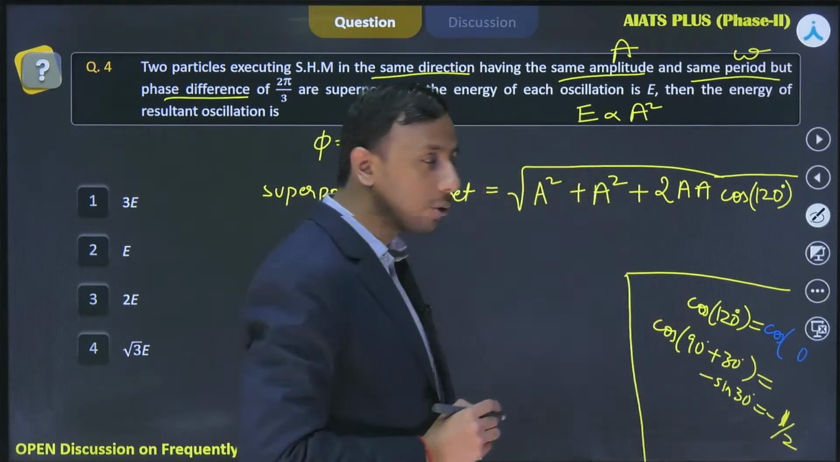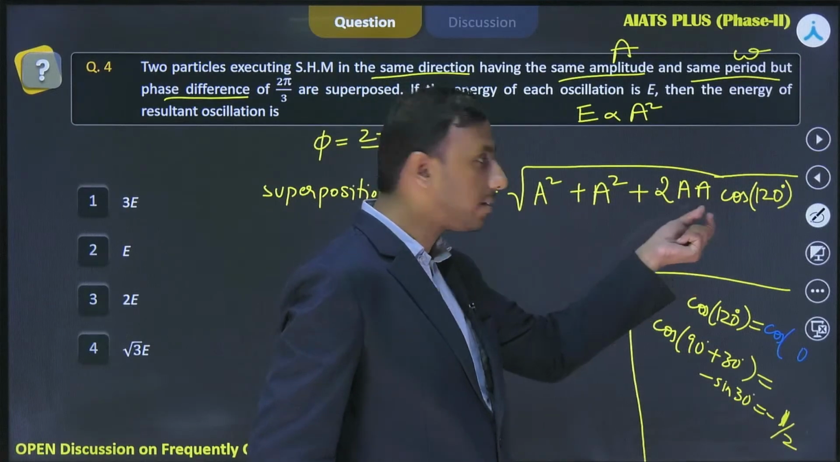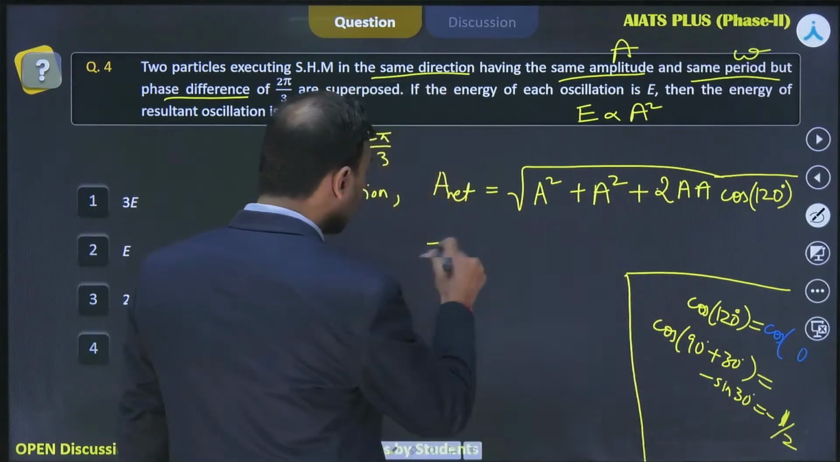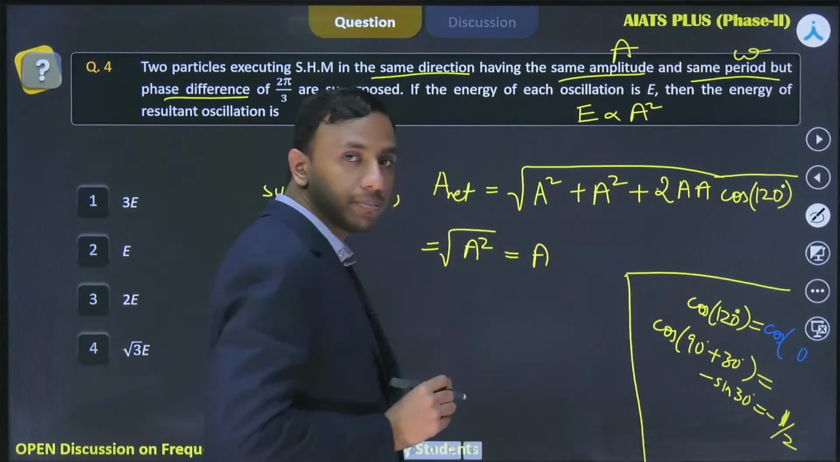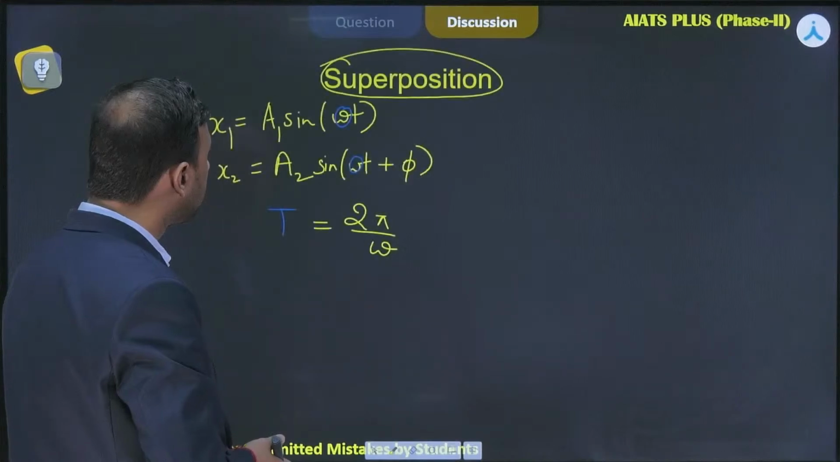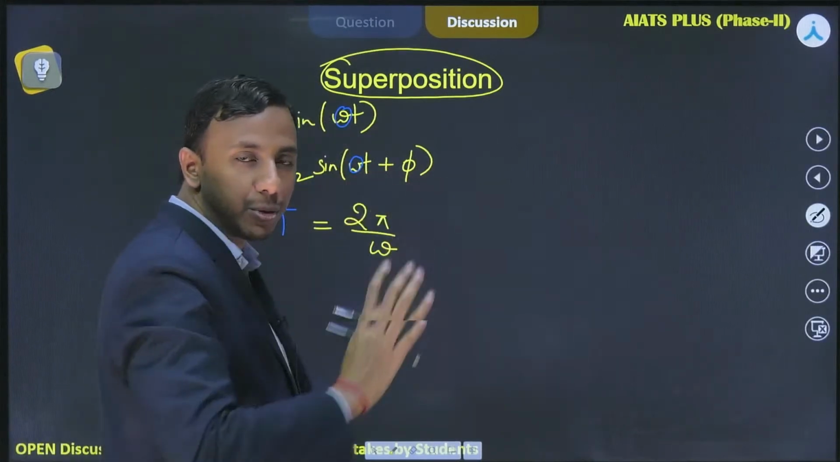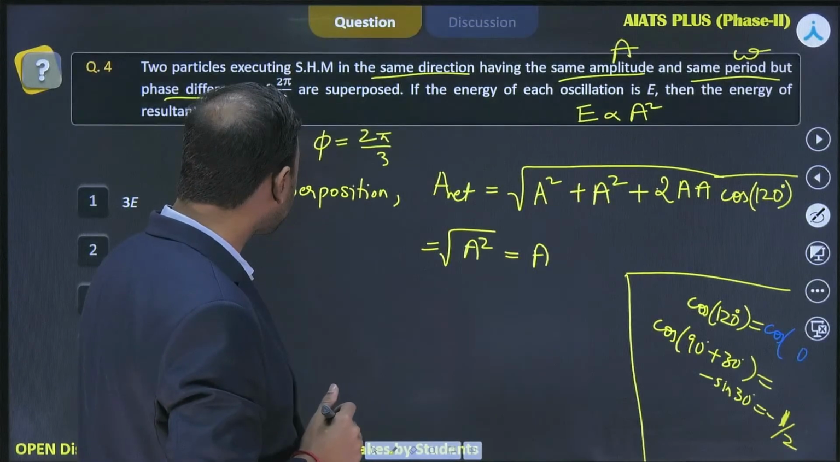Put minus 1 by 2 over here. So what does it become? See, minus 1 by 2, the 2 will get cancelled. It becomes minus A square. A square minus A square is 0. So this becomes under root of A square only. That is amplitude A, right? So after the superposition of both waves, the resultant amplitude you are getting is A. All right, very well.